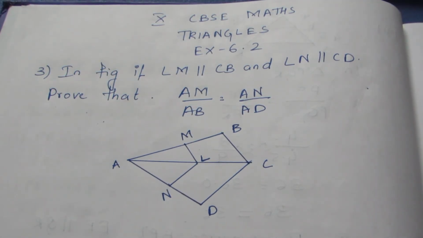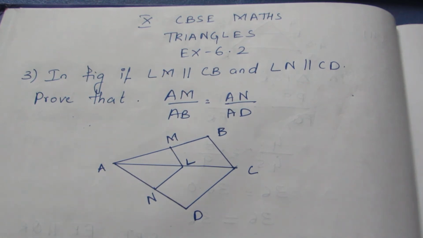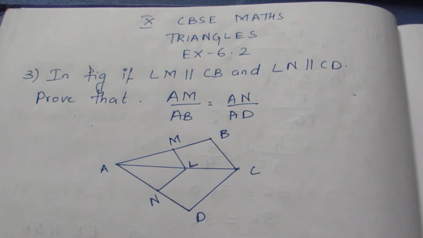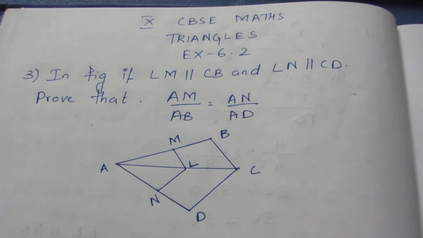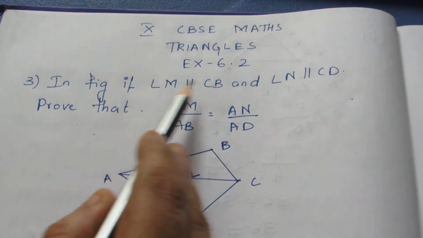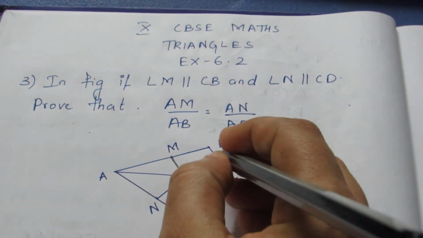Today we are going to see 10 CBSE Maths Triangles exercise 6.2 third sum. Let's see the question. In the figure, if LM is parallel to CB and LN is parallel to CD, prove that AM by AB is equal to AN by AD. So given that these two are parallel, that is LM is parallel to CB.